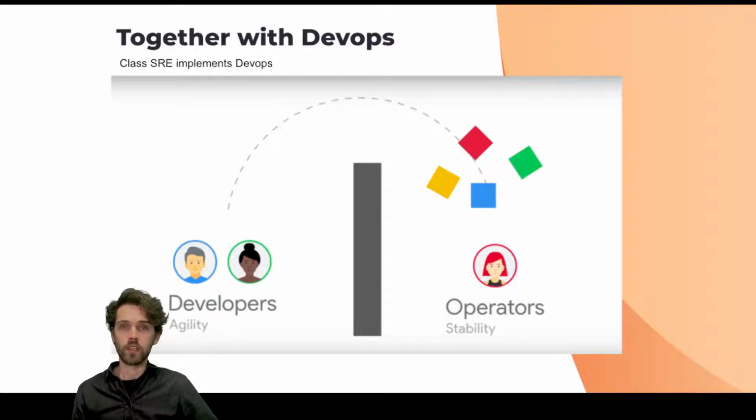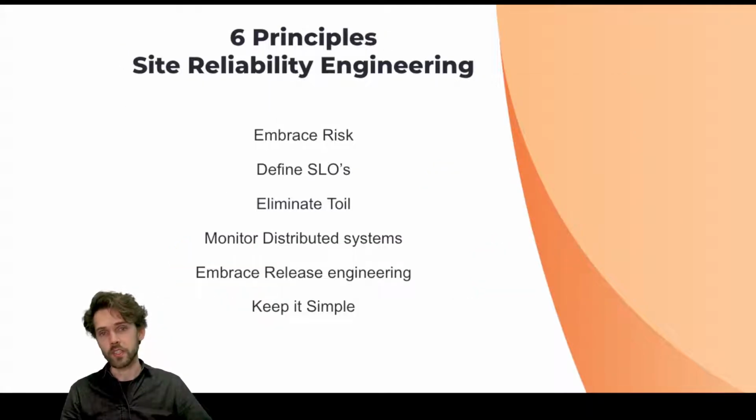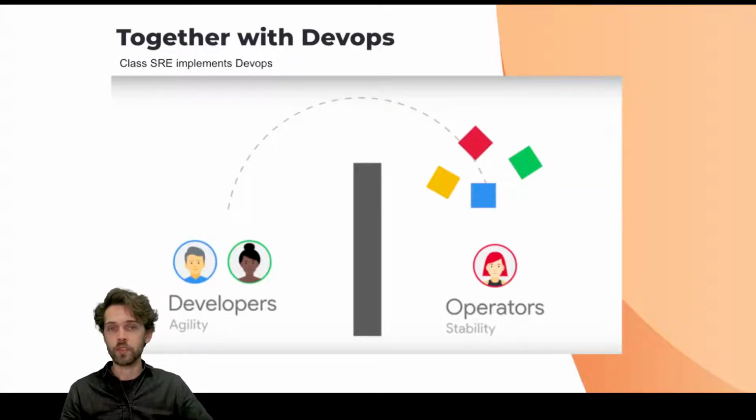Together with DevOps, class SRE implements DevOps. So what does this mean? When you look for SRE on the internet, you will always find a comparison to DevOps, so it's unavoidable for me to also give some attention to it. One of the first principles of DevOps is customer-first thinking. SRE doesn't have that as a principle, as we've seen in the previous slide, but SRE simply upholds this as true. So we're always going to think from a customer-first perspective.